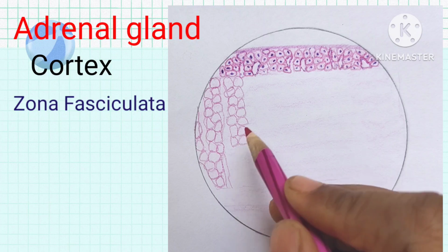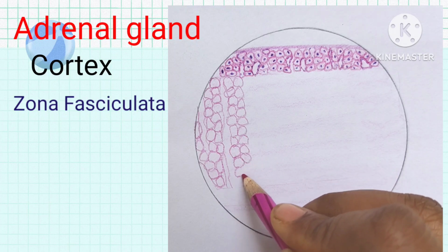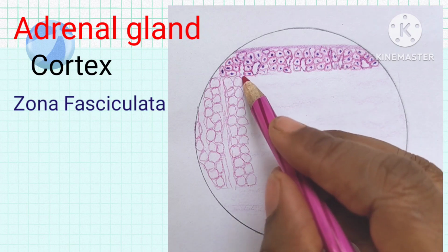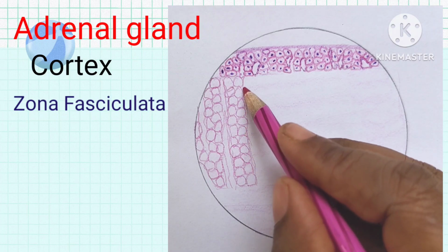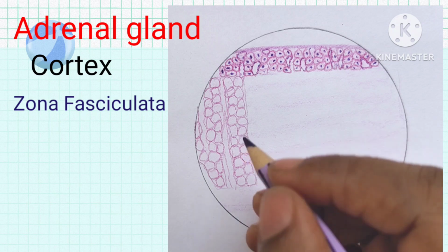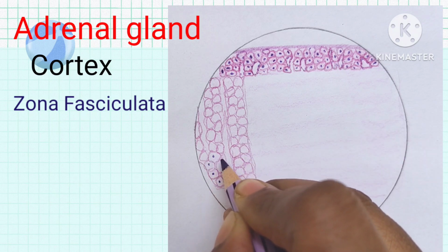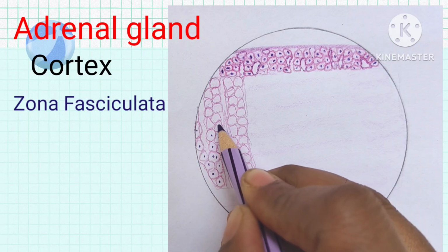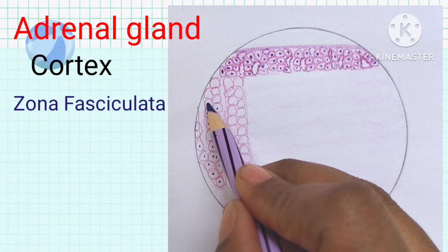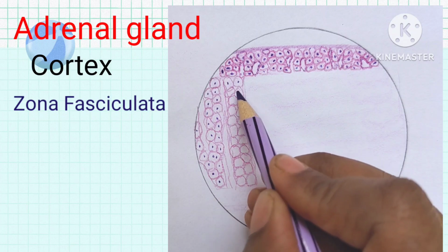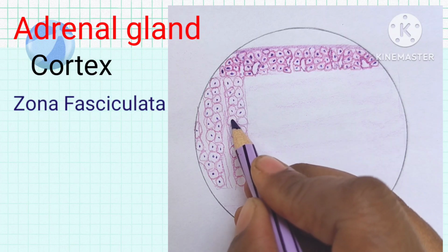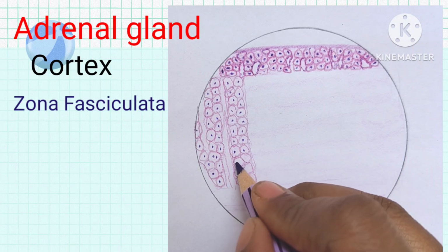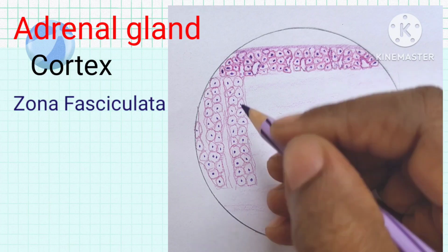Here the cells are the largest compared to other layers. They are also known as spongiocytes. They are rich in vitamin C, lipids, and cholesterol, and contain more mitochondria and smooth endoplasmic reticulum. Because they secrete steroids, they have more smooth endoplasmic reticulum and more mitochondria with tubular cristae. The cell cytoplasm is filled with steroids, so with histological staining it appears vacuolated. That's why the cells are also called spongiocytes.